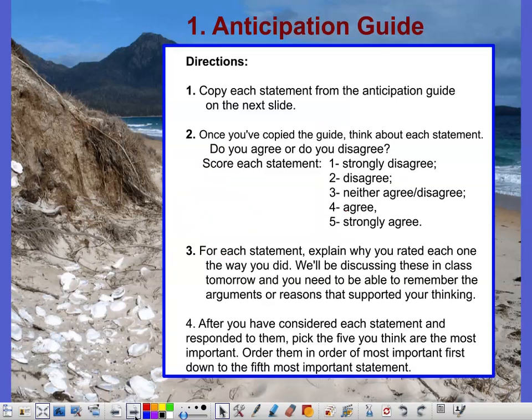Let's look at the anticipation guide first. This is the biggest portion of tonight's work. These will be your notes for this video, and there is no summary tonight.